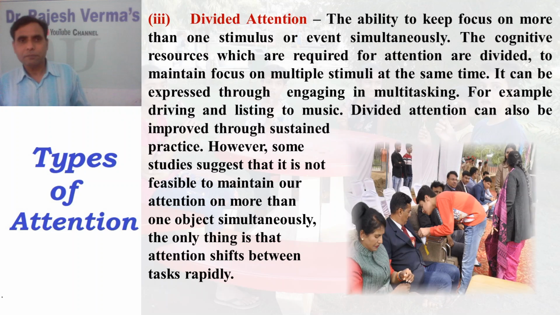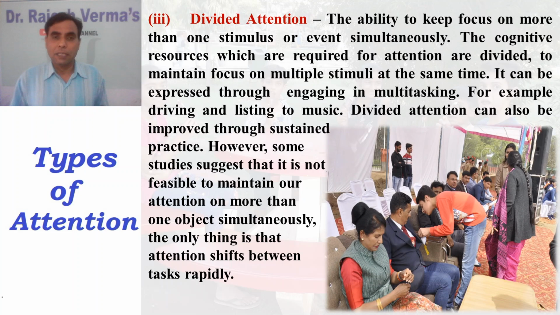Next comes divided attention, the ability to keep focus on more than one stimulus simultaneously. This is known as divided attention. Means at the same time you are trying to focus on more than one stimulus. Yes, I'll give an example of that also. The cognitive resources which are required for attention are divided, because your cognitive resources are limited as far as attention or processing of information is concerned. Why is it divided? To maintain focus on multiple stimuli at the same time.